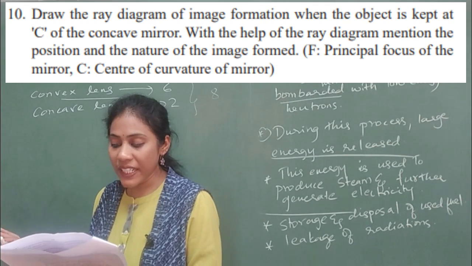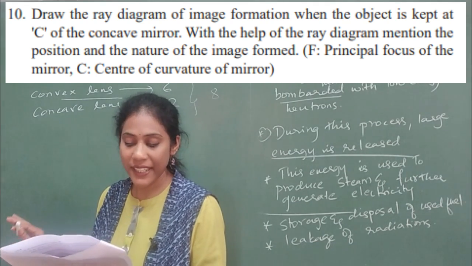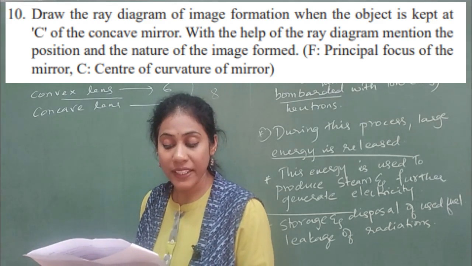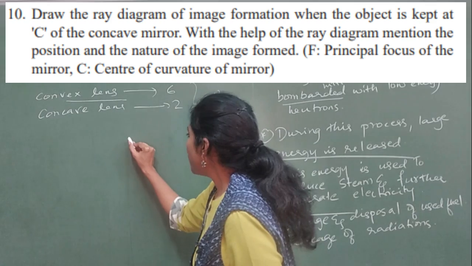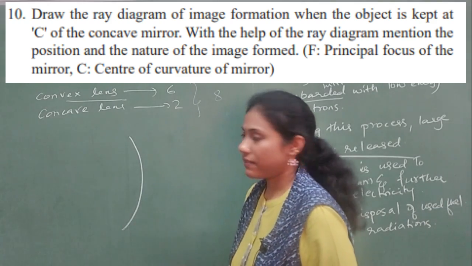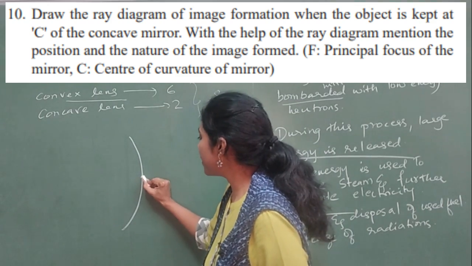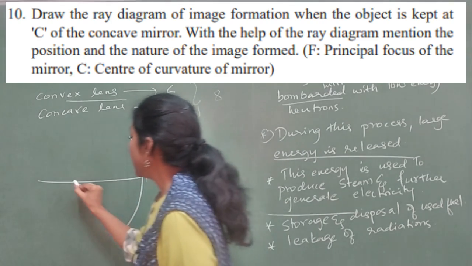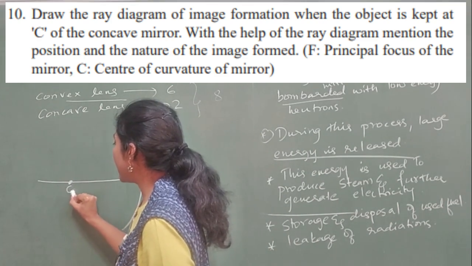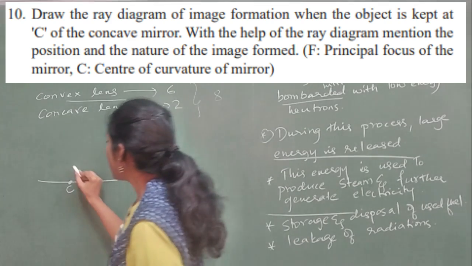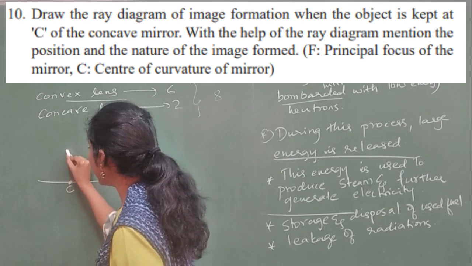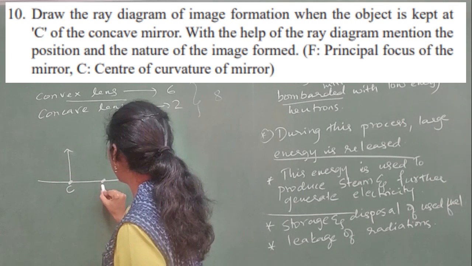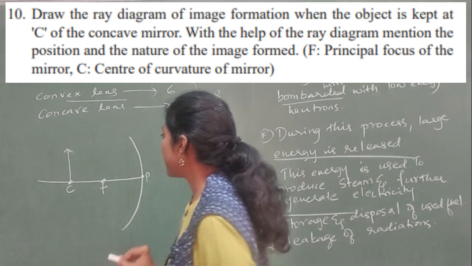With the help of a ray diagram, mention the position and the nature of the image formed. See, they are asking you to draw a ray diagram for a concave mirror. So here let me take this as a concave mirror, and here the center point is called the pole, and this is the principal axis, and this, let me call it C. So they said if the object is kept at C, what will happen? And let this be the principal focus, that is the focal point.